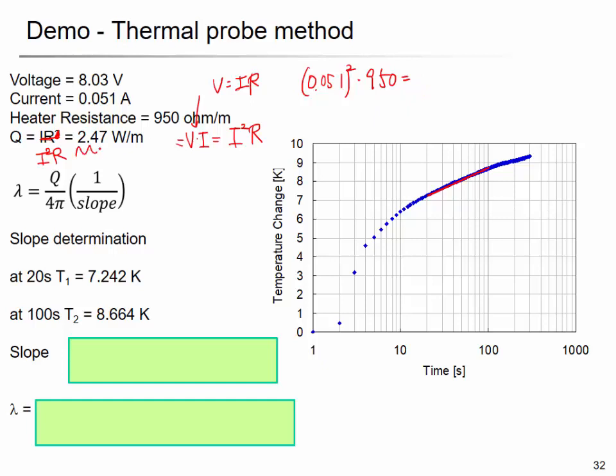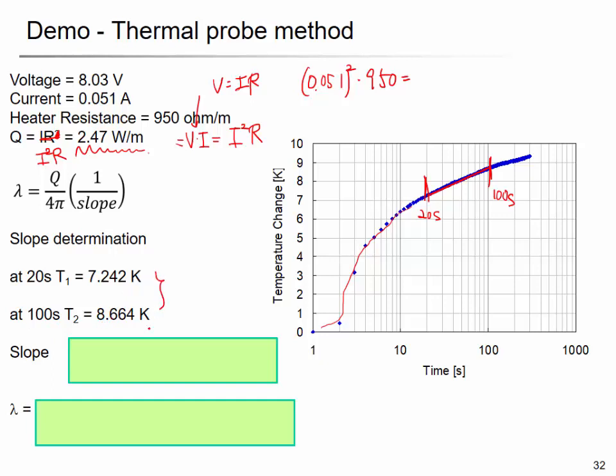So this is the heat flux that you apply to the heater. And then you get the temperature change like this. And probably we can select the linear region here, from 20 seconds to 100 seconds. Then we can calculate the slope. At 20 seconds, the temperature was 7.242. And at 100 seconds, the temperature was 8.664.